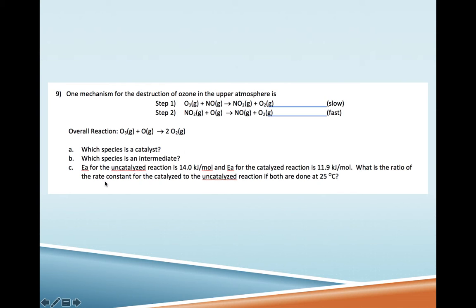If we want a ratio of catalyzed to uncatalyzed, we're just going to take our catalyzed reaction activation energy, divide by our uncatalyzed activation energy, and get ourselves a ratio. And so it would just be 11.9 divided by 14.0. And so again, just thinking about what a catalyst is and what it does for us in terms of our reaction, for our mechanism, how it changes the pathway, and as a result lowers the activation energy, getting us to those final products faster.